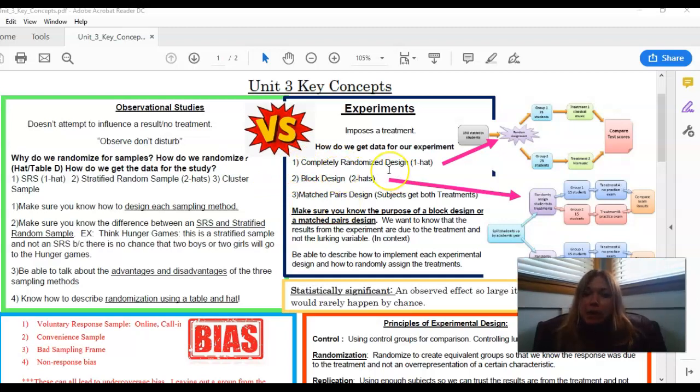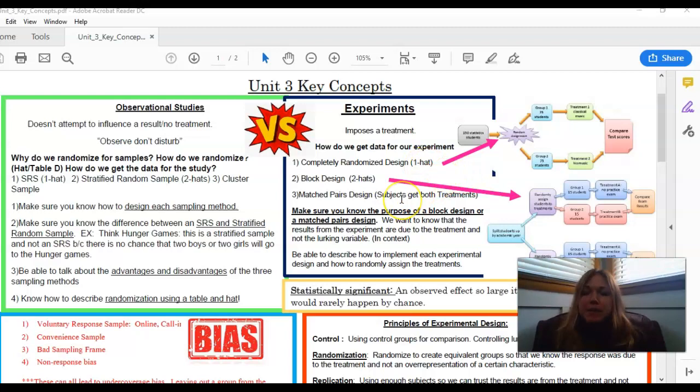Now, a completely randomized design is just almost an SRS, kind of. It's just within an experiment. A block design, again, is very similar to a stratified random sample. It's a touch different, but essentially the same when you think about 2 hats, right? And then a matched pairs design is different, and we'll talk about all 3 of these right now. So we have our completely randomized design, okay?